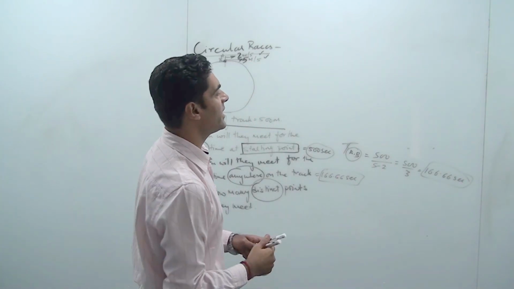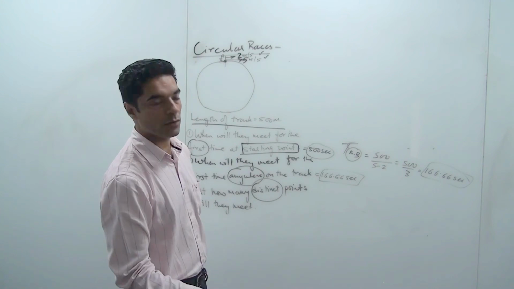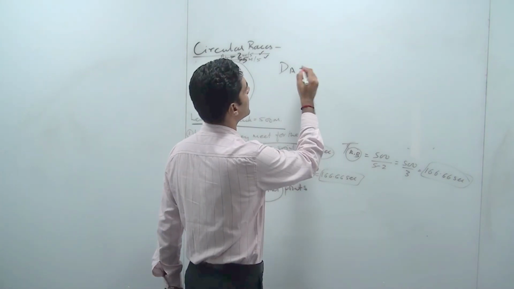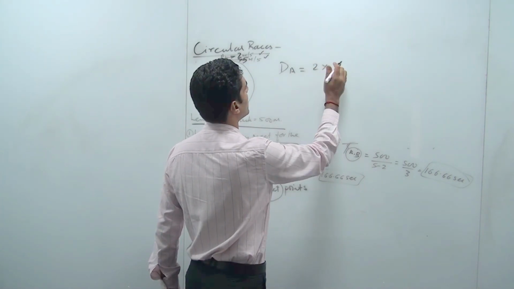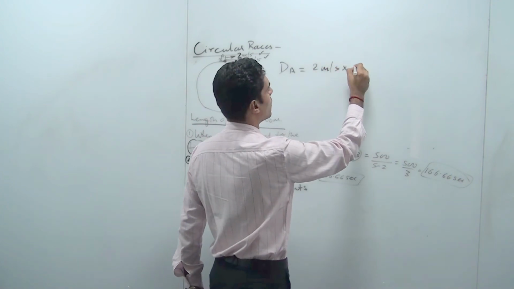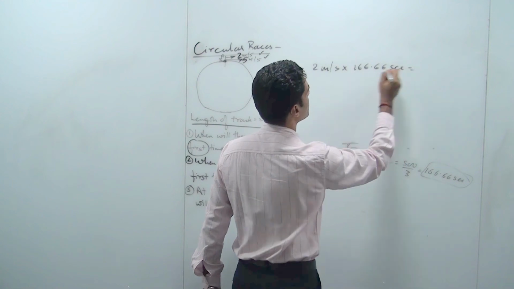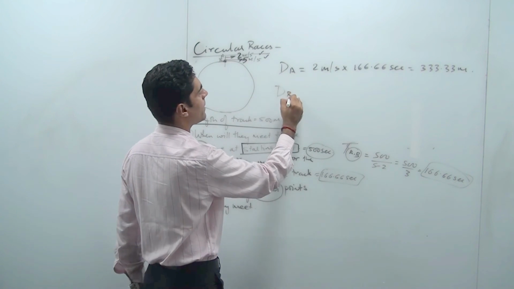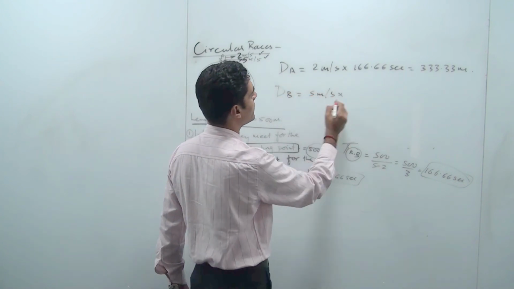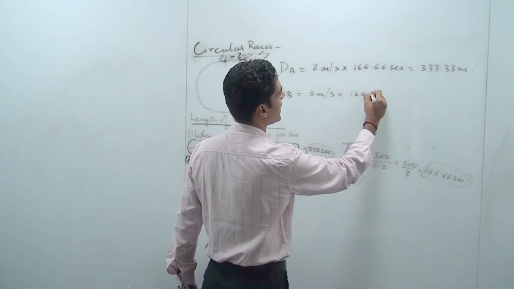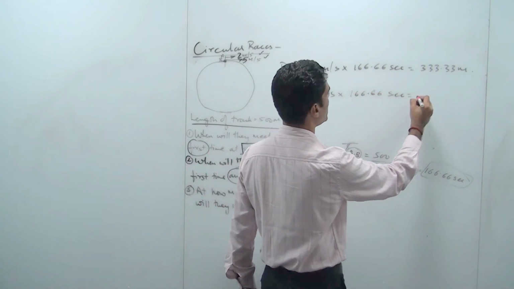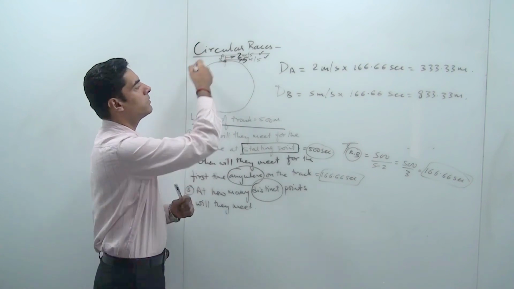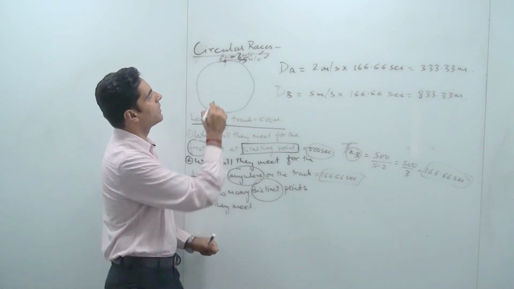What I am telling you is that after 166.66 seconds, both A and B are together anywhere on the track. So you can find the distance traveled by A in 166.66 seconds. Distance is speed into time. Speed of A is 2 meters per second into 166.66 seconds. So this will come out to be equal to 333.33 meters. While the distance travelled by B in the same time will be 5 meters per second, which is the speed of B, into the time when they are together anywhere on the track. So this will come out to be equal to 833.33 meters.